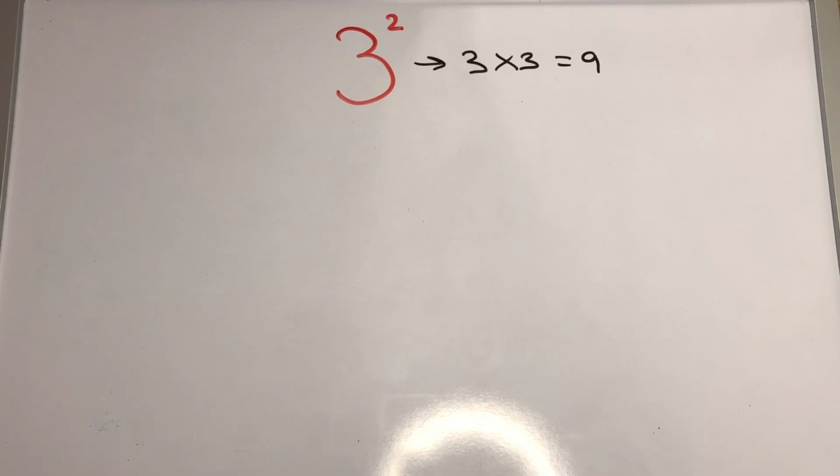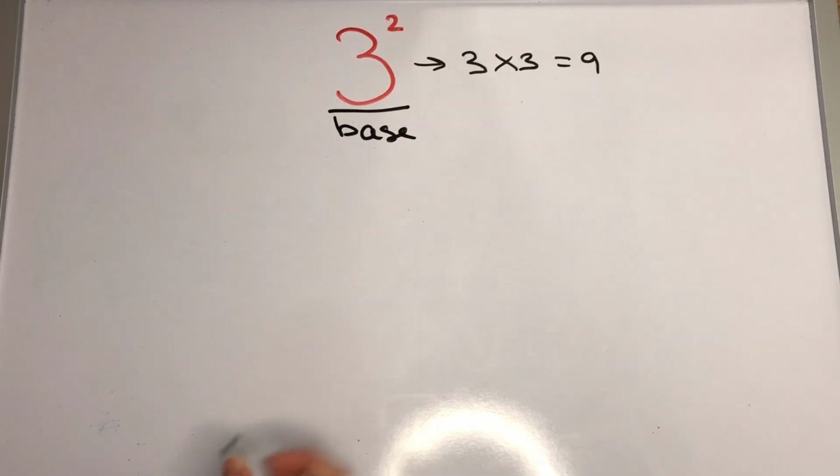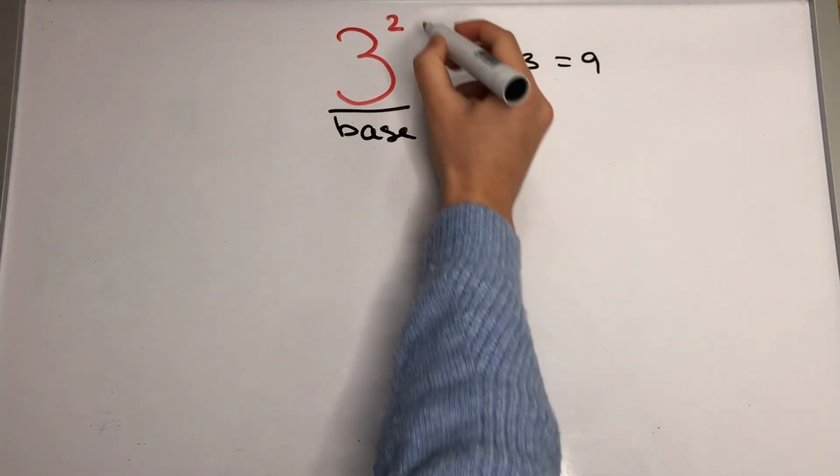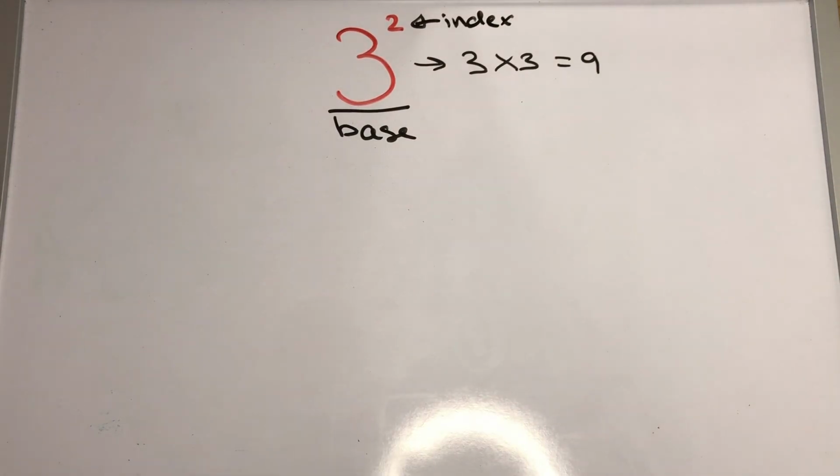There's more to that. So the essentials are, this big number is called the base, and this tiny number is the index. And with indices, there are 9 rules that you must abide by.